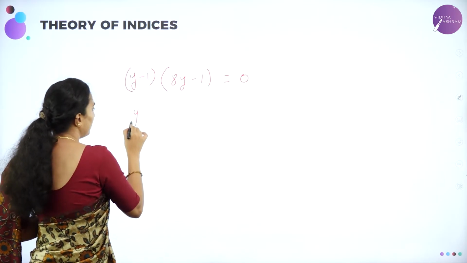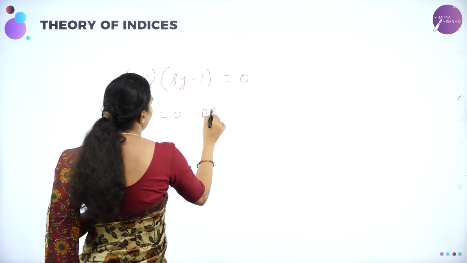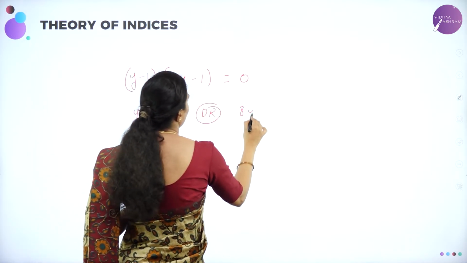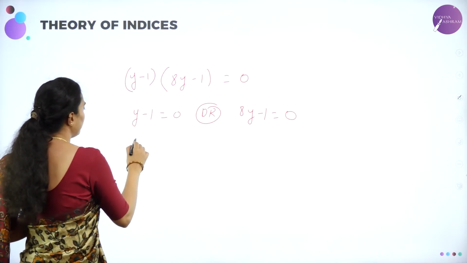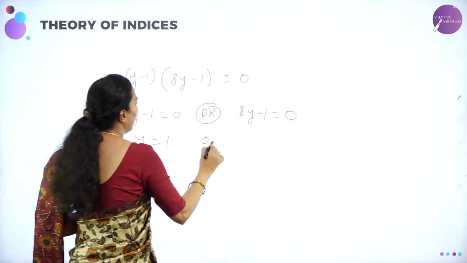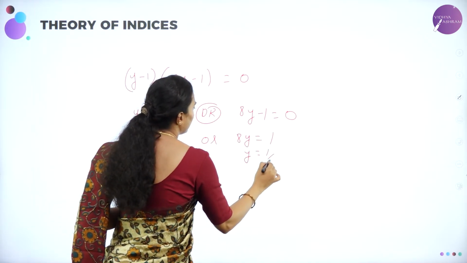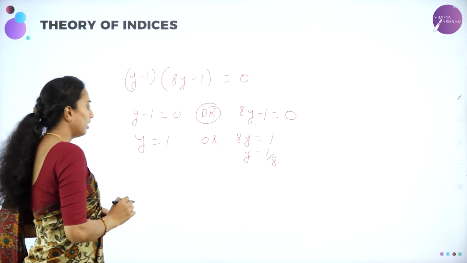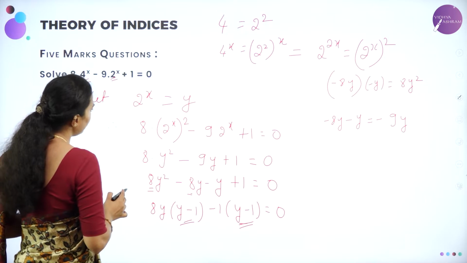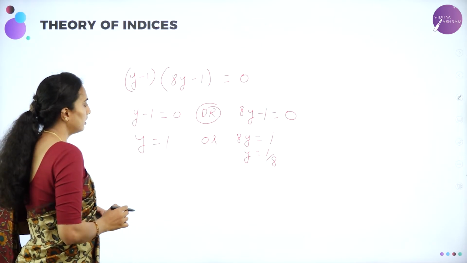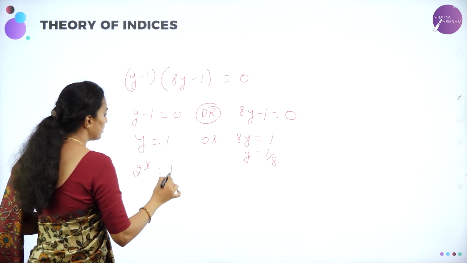Now y minus 1 equal to 0 or 8y minus 1 equal to 0. y will be equal to 1 or 8y is equal to 1, or y is equal to 1 by 8. Correct? Now what is y? y is nothing but 2 power x. So here y is nothing but 2 power x. 2 power x is equal to 1.